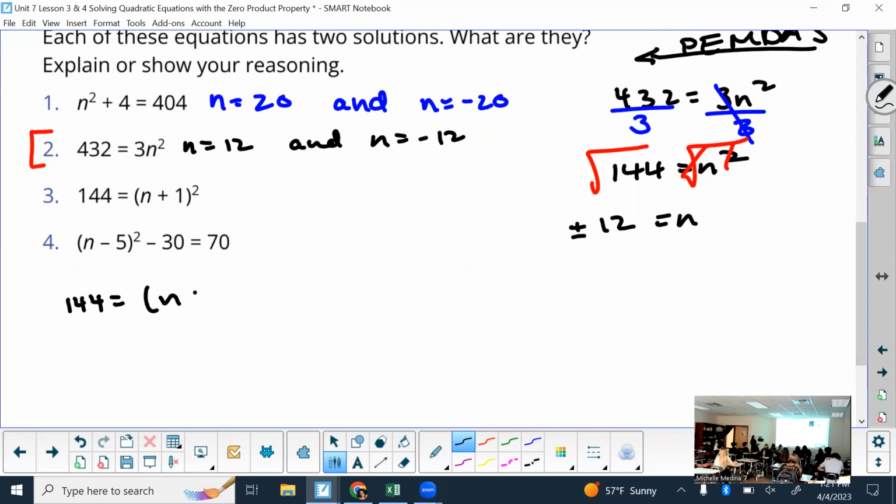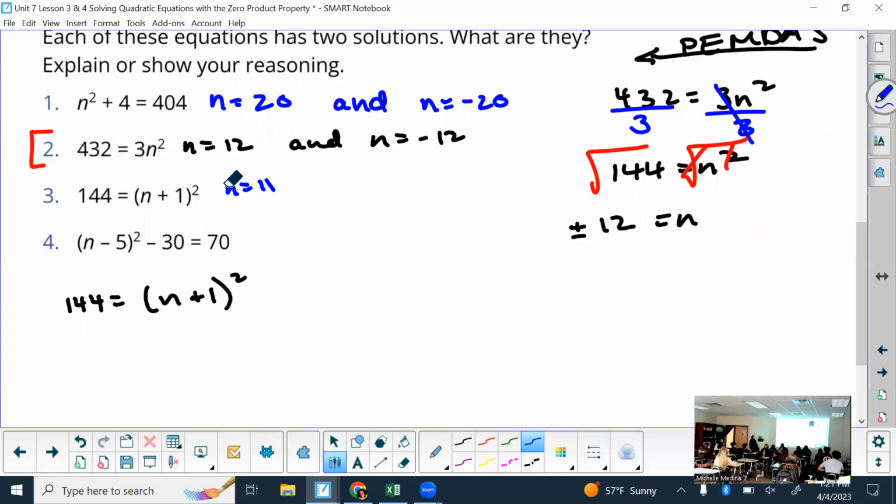So did anyone get an answer for number 3? I'm just curious. Landon? 11. So n equals 11. Do you think there's only one solution? Okay, anyone think that there's another?